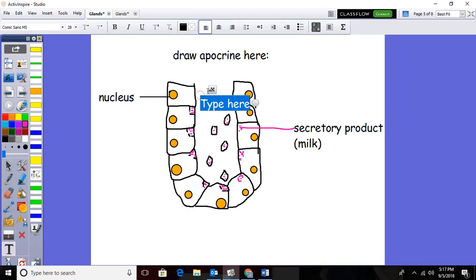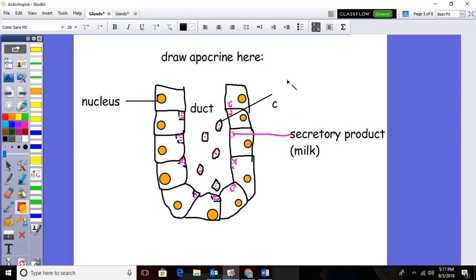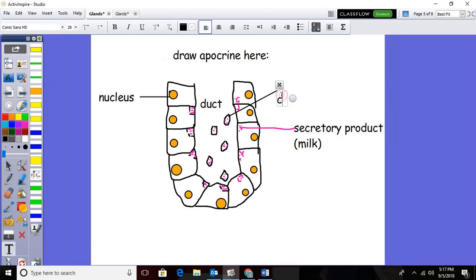So remember that this place in the middle is called the duct, and this is our cell. This is our cell fragment containing milk. So the milk collects in the corners, and then that corner of the cell breaks off, and that's what enters the duct, and that's what comes out on the surface of your skin. So this is an apocrine type of exocrine gland.